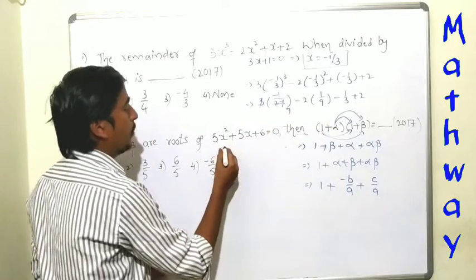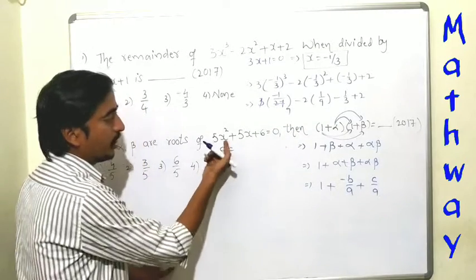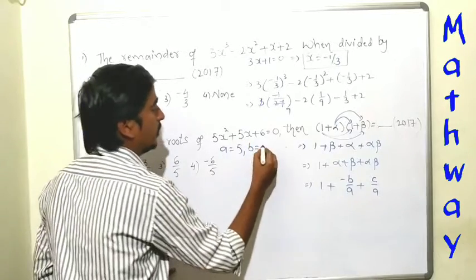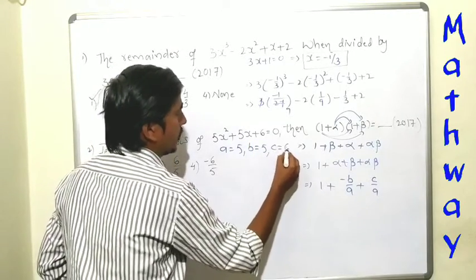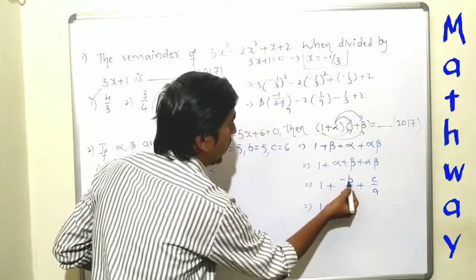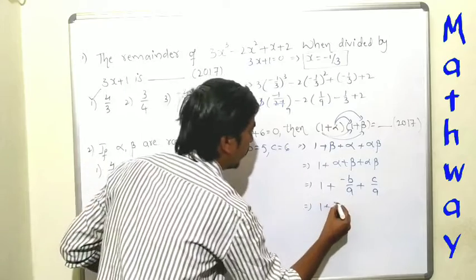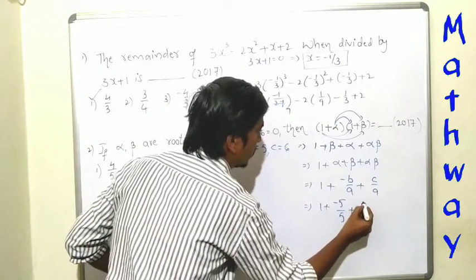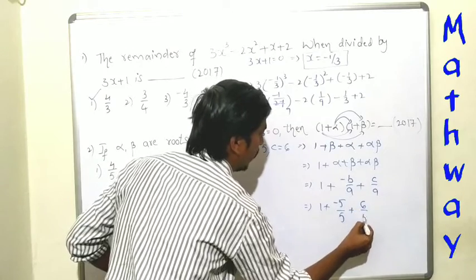From this polynomial, what is a? A is the coefficient of x square, 5. What is b? B is the coefficient of x, it is 5. C is the constant, 6. Substitute the a, b, c values here. So 1 plus minus b, so minus 5 by a, a is 5, plus c, c value 6 by a value 5.